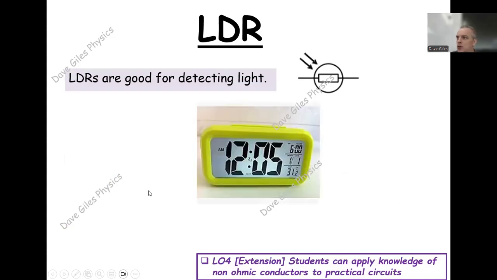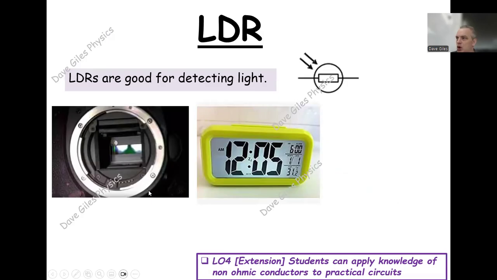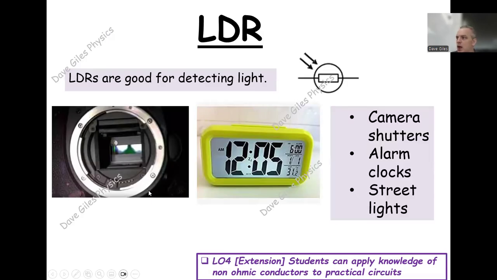Some places where you might see that are alarm clocks, cameras, and probably the most common one is street lights. Some are on a timer, so they don't use an LDR. Some, if you've got somewhere where the time it gets dark varies a lot, may have an LDR on it, so it detects when it's getting dark and the light turns on.